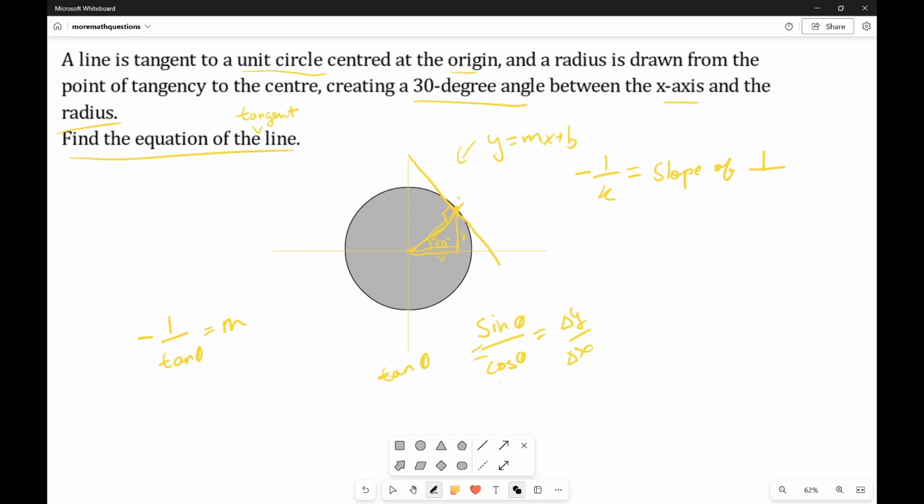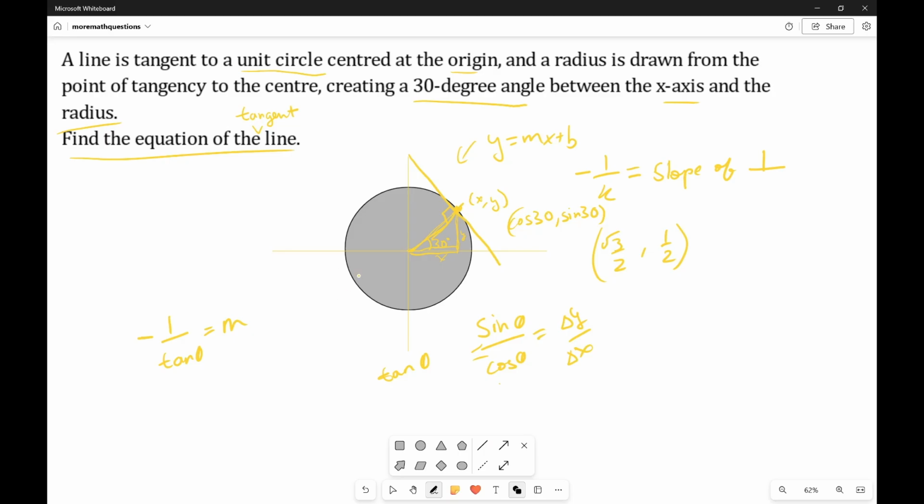Now, how do we find b? Well, we can find b if we know one of the points on the line, which we do actually. We know that the point of tangency lies at the end of this radius, which is 30 degrees lifted from this axis right here. And we know the value of this because of our sine and cosine values. This point over here, x comma y, is the same thing as cosine 30 comma sine 30, which is root 3 over 2 comma 1/2. Okay, so now we have everything that we need.